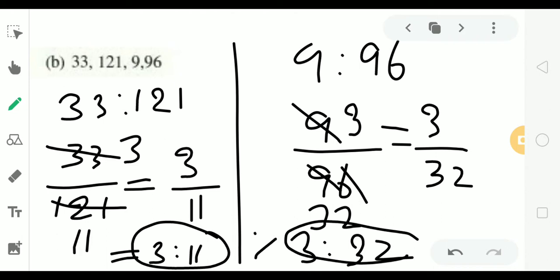They are not equal. They both are not equal. Therefore, these four quantities do not form a proportion. See the next one, 24 is to 28.